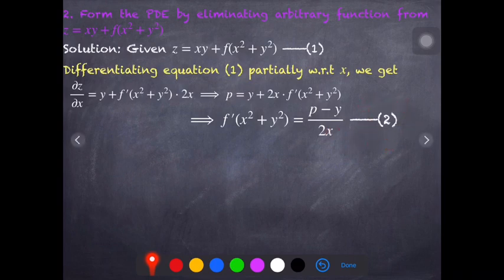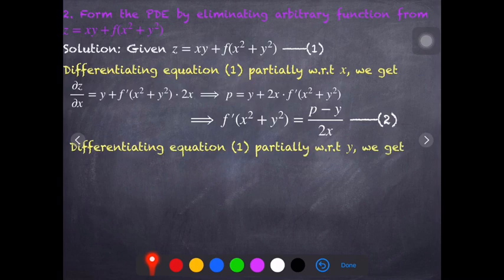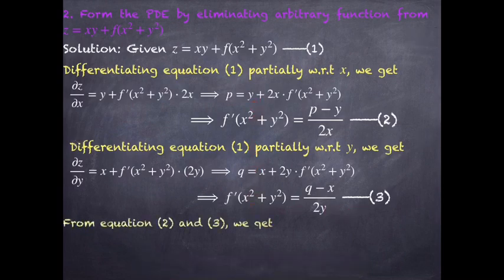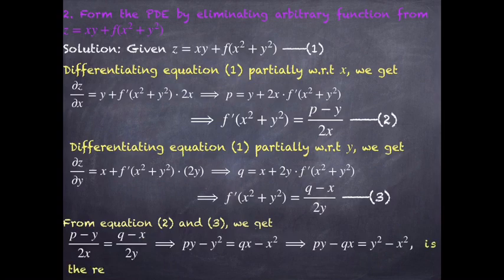Now differentiating equation number 1 partially with respect to y, and using the standard notation dou z by dou y as q, and simplifying again for f dash, we get q minus x by 2y, call that equation number 3. Following the same steps as in the previous problem, the LHS is the same, so equate the RHS. We get p minus y by 2x equals q minus x by 2y, cross multiply, and the 2 and 2 cancel. Finally we get py minus qx is equal to y square minus x square. I am just transferring y square to the other side, and qx to this side.